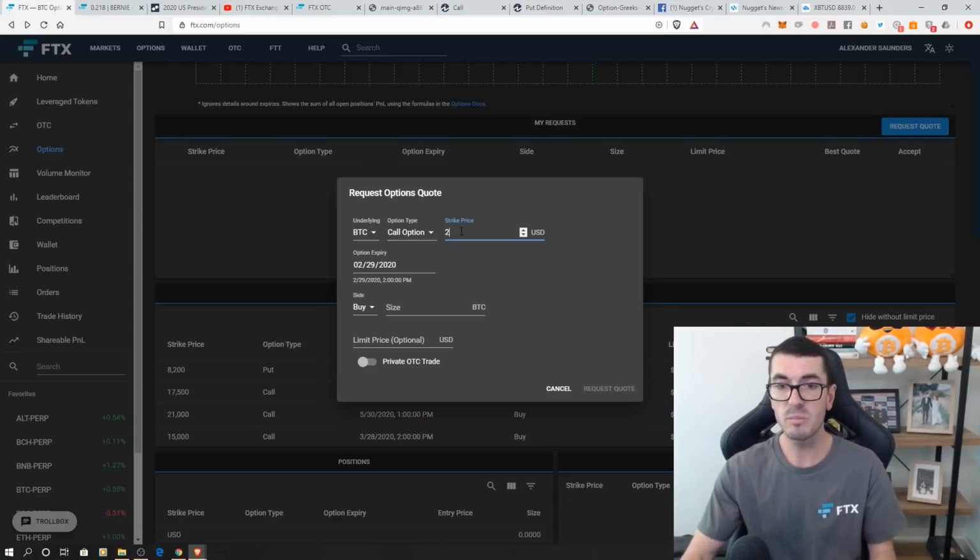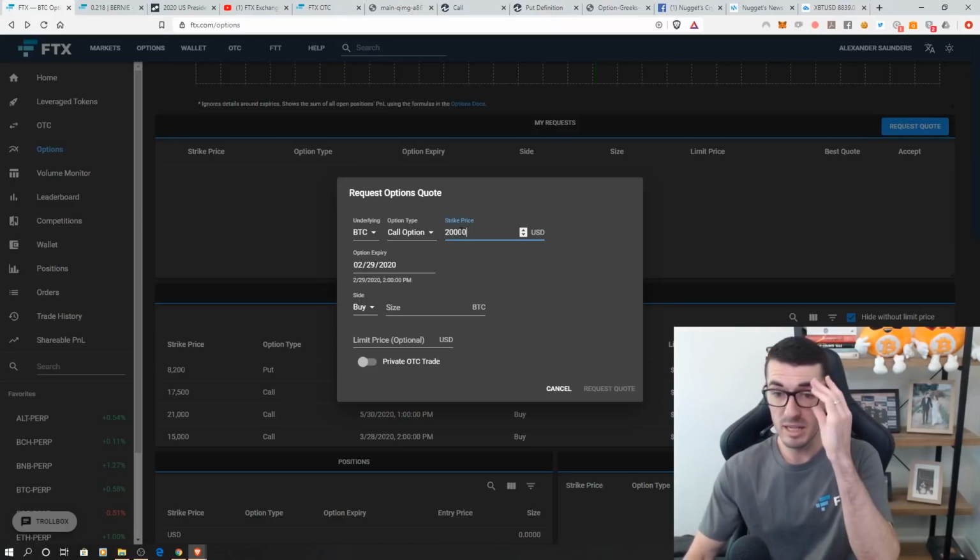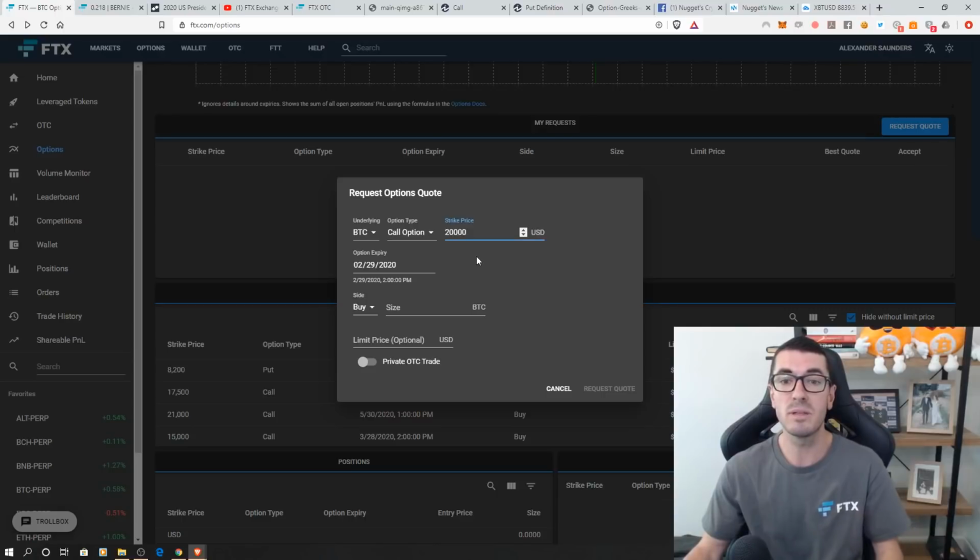Let's say that we do think Bitcoin is going to go into a bull market after the halving, and we think it's going to go to $100,000 by the end of the year. So we would type Bitcoin. At the moment, that's the only coin we can do options on. Call option, $20,000 strike price, 12th month, the 31st, the last day of the year. We want to buy that call option.